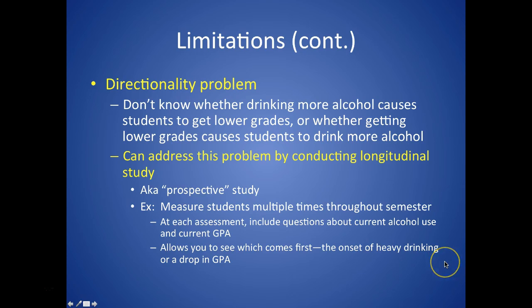Now, one of the things you can do if you have two variables and they're related is conduct longitudinal research. You can measure students multiple times throughout a semester, include questions each time, and check to see which thing comes first. Does the drinking come first and then the lower grades, or the lower grades and then the drinking? So that helps you untangle them to a certain degree, but still there may be alternative explanations. Correlational research is frustrating because you don't know exactly how to interpret it, but it does give you some clues, and it does help you predict.